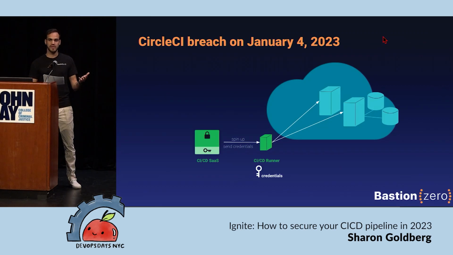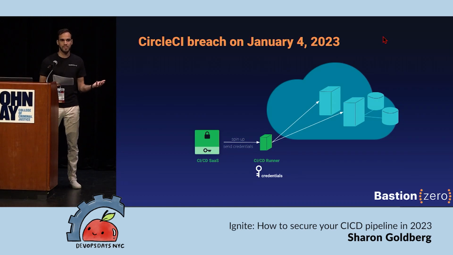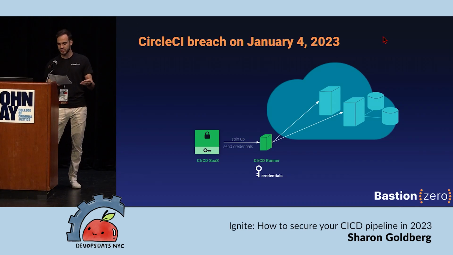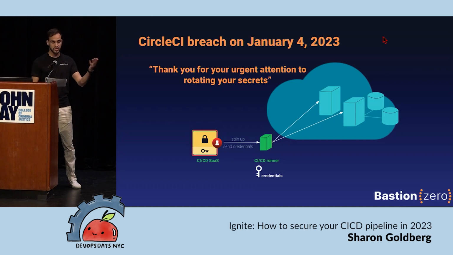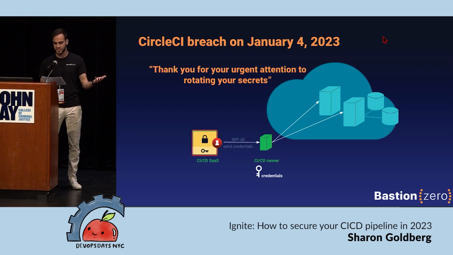Okay, so why are we talking about securing your pipeline? On January 4th, CircleCI was breached. Most of you are probably familiar with CircleCI, but in short, it is a CI/CD SaaS service. You upload your secrets, and whenever you need to deploy, CircleCI will spin up a runner, put your secrets in it, and then the runner will access your infrastructure.